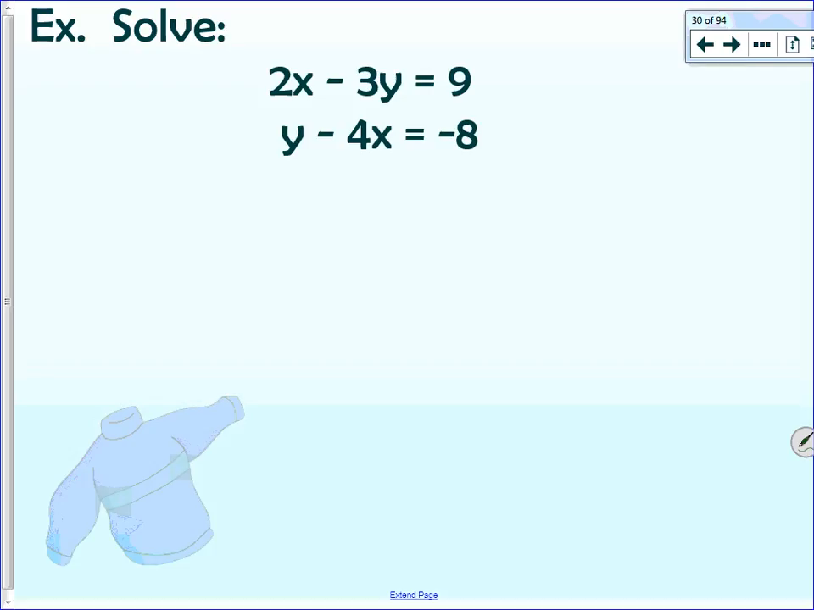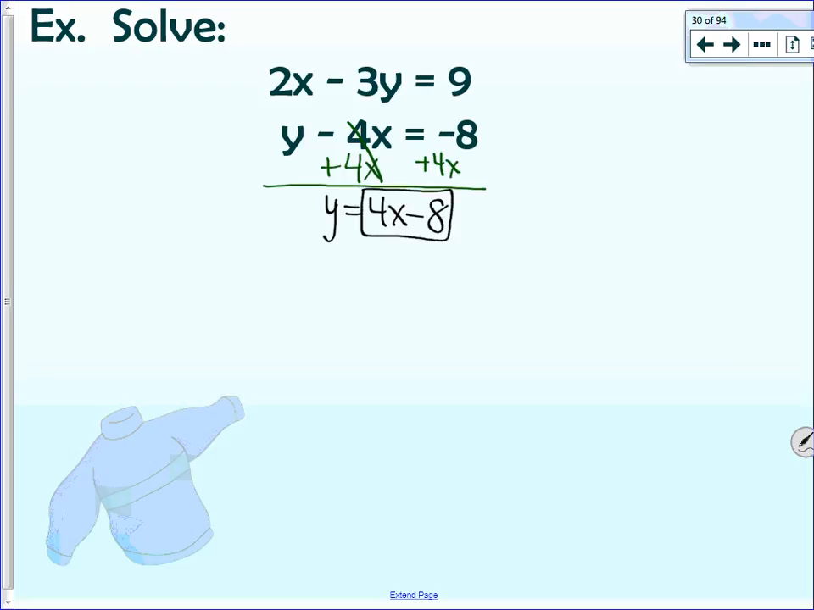Amongst the variables, we have 2 x's and 2 y's to choose from. Which looks easiest to solve for in this problem? Davian? The second y. So let's get y by itself in the second problem. So you have a negative 4x, so let's add 4x to both sides. But you can solve for either of the variables. Doesn't have to be y, but in this case y is easiest. So we get y equals 4x minus 8.